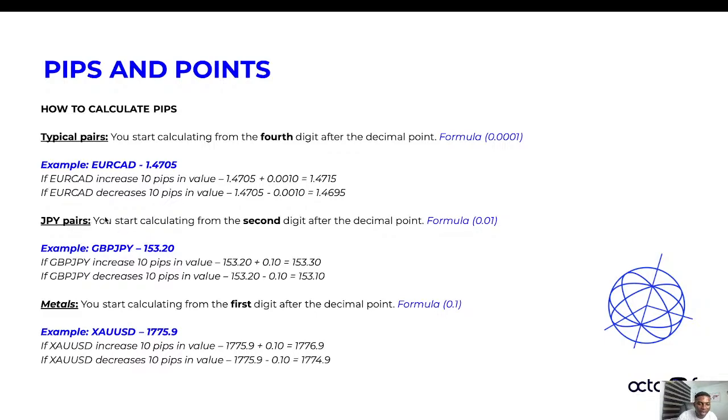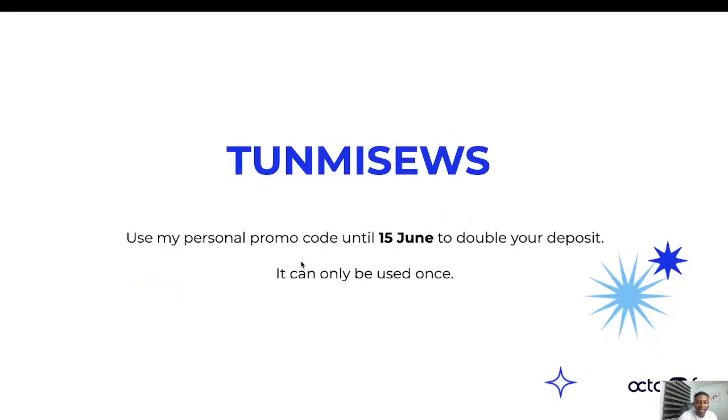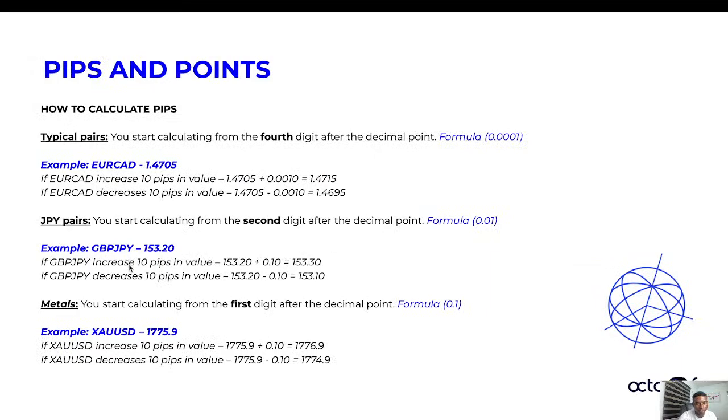So for JPY pairs now, you can start calculating from the 2nd digit after the decimal point, which is 0.01. Which means that if GBP JPY increases by 10 pips, we'll start counting from 153.22, that's plus 0.10, that will be 153.32. And if there is a decrease as well, say there is a decrease in GBP JPY by 10, the current price will be subtracted by 10, and this is what we'll have.